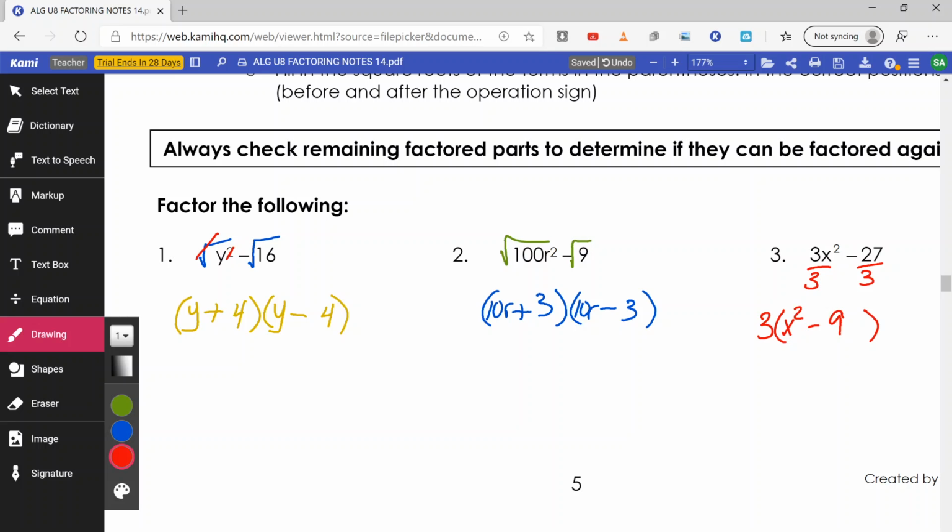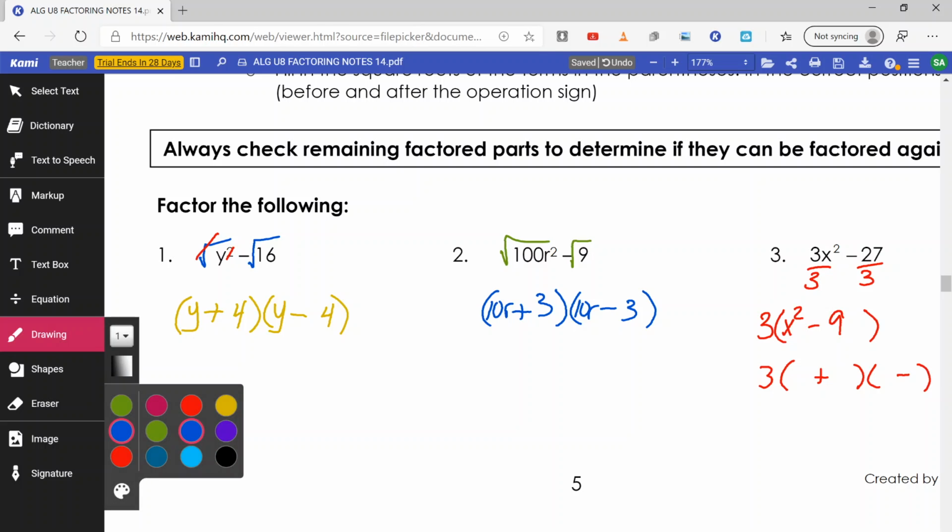So what this means is this guy, the x squared minus 9, is going to be split up into two parentheses, one with plus, the other with minus. Now the 3 on the outside is just going to come down along for the ride. So 3 is still on the outside. And what we want to do here is take the square root of x squared and 9. Well, square root of x squared is just x. And then square root of 9, we just figured out in the previous problem that it is 3. So we end up with 3 times x plus 3 times x minus 3.